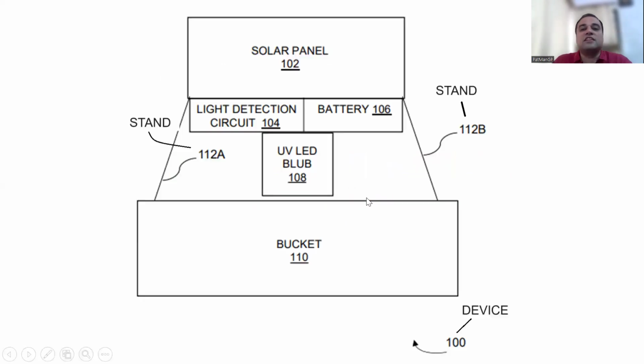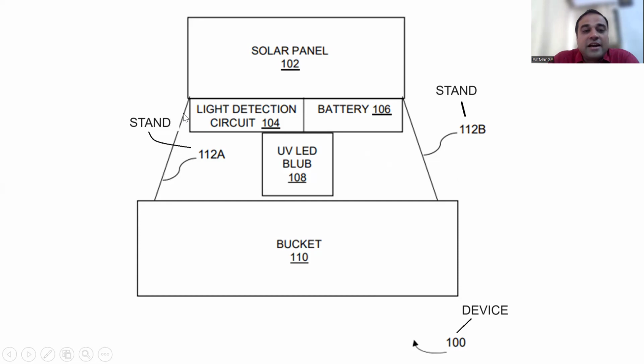So this is the general construction of this particular device. The device is denoted by the number 100. Okay. So what is the general construction? I will explain it to you on a component by component basis. So this particular device has a bucket at the bottom, which is marked by 110. There are two stands marked by 112A and 112B. Okay. I will urge you to follow my pointer.